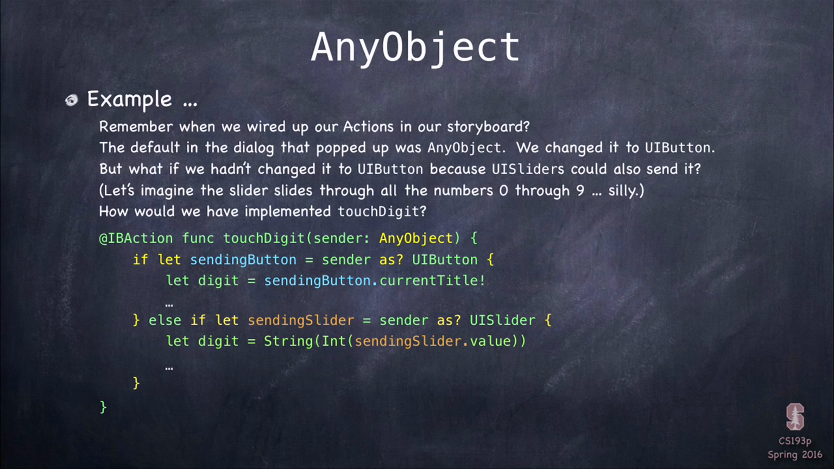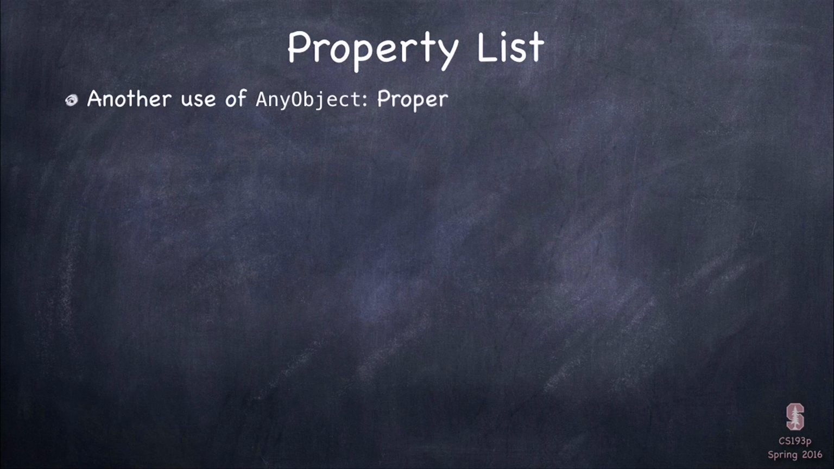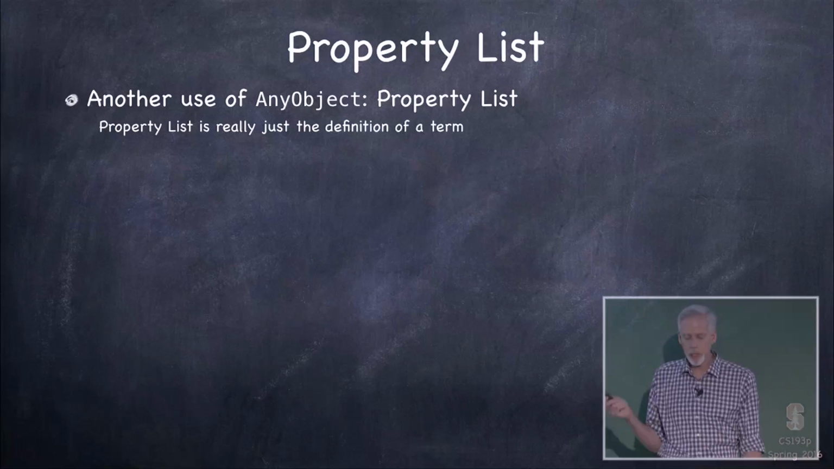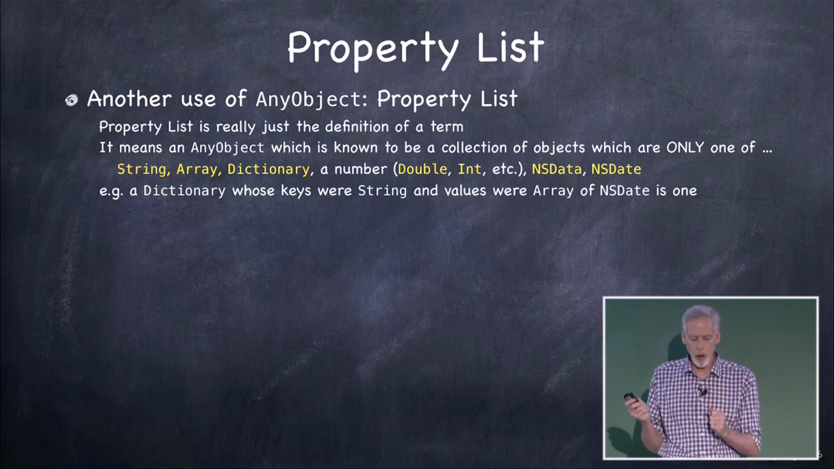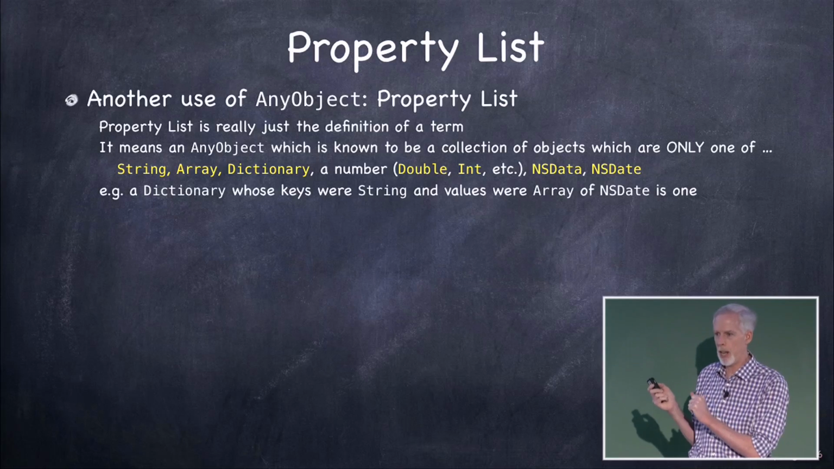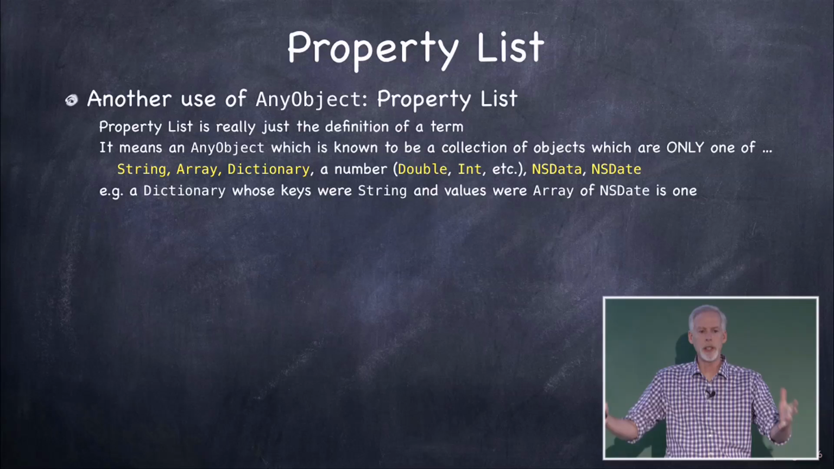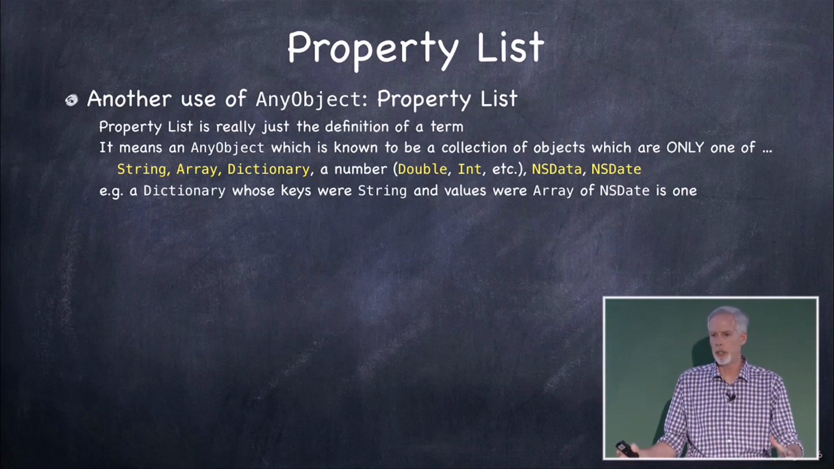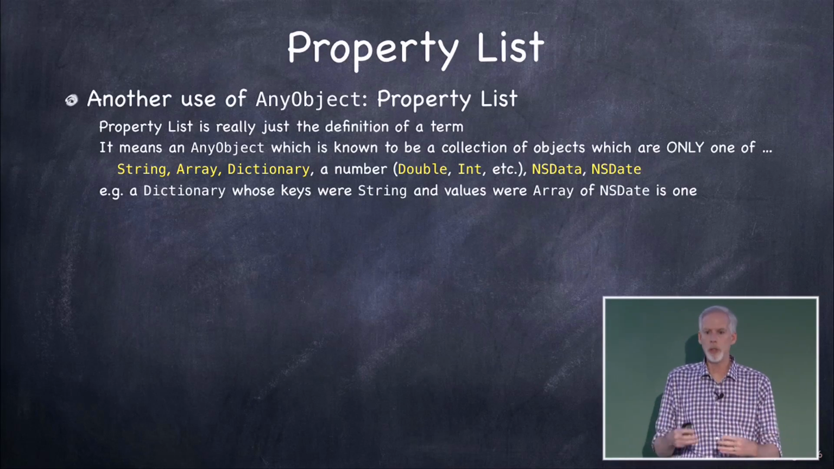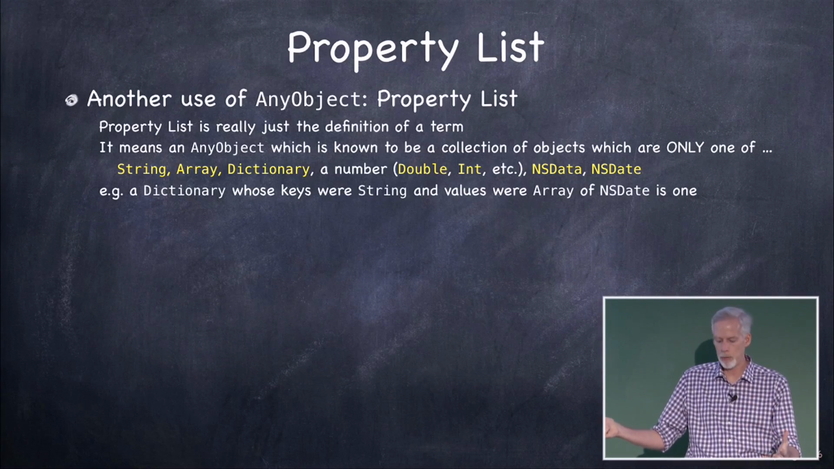But you see how we're doing kind of if, let, else with this optional thing? That's how we would use that AnyObject. All right. Another use of AnyObject is property lists. Okay? So property lists are essentially any combination of array, dictionary, string, double, int, NSData, and NSDate. Okay? If you build any data structure out of only those classes, you got a property list. So it's just a word. It's just a term we use to mean that. Okay? That's what it means.